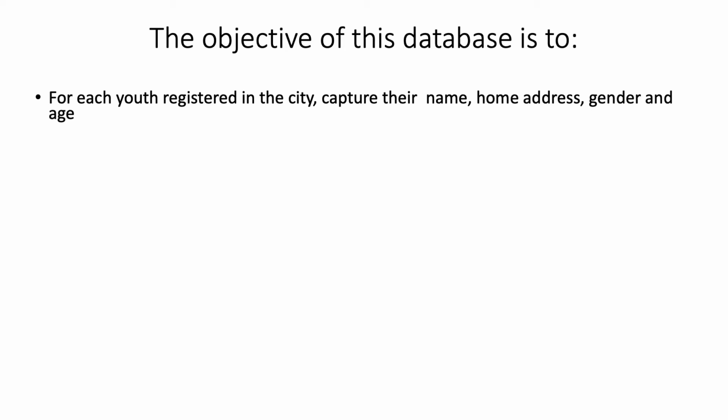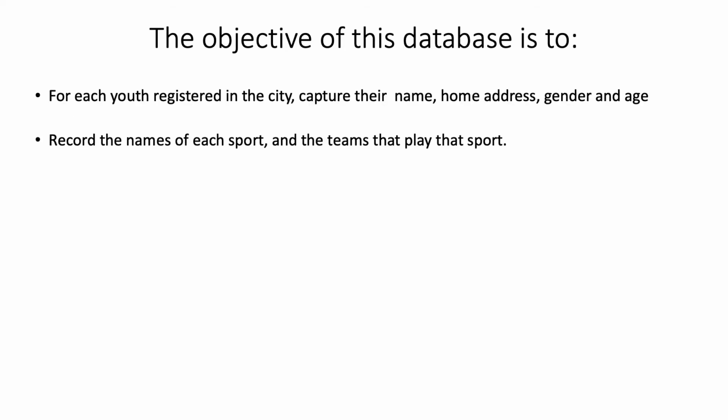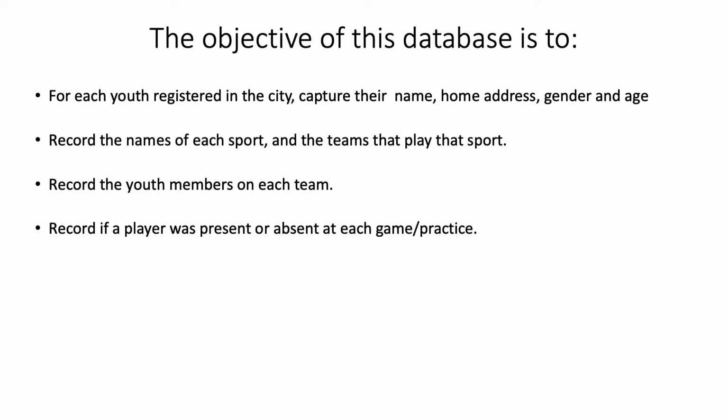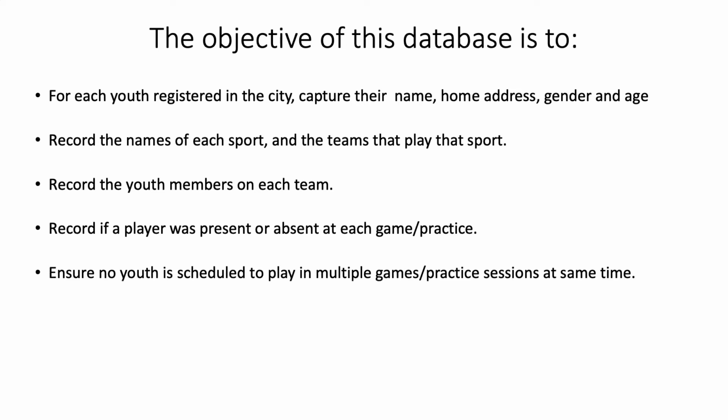For each youth registered in the city, capture their name, home address, gender, and age. Record the names of each sport, the teams that play that sport. Record the youth members on each team. Record if a player was present or absent for each game or practice. Ensure no youth is scheduled to play in multiple games or practice sessions at the same time. So don't let anybody double book.